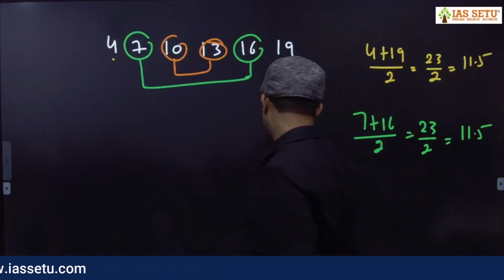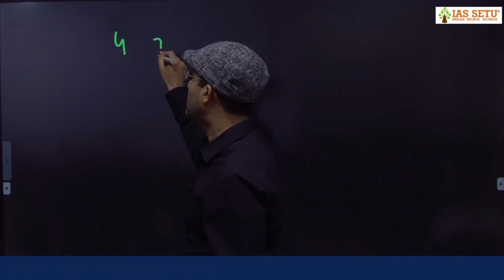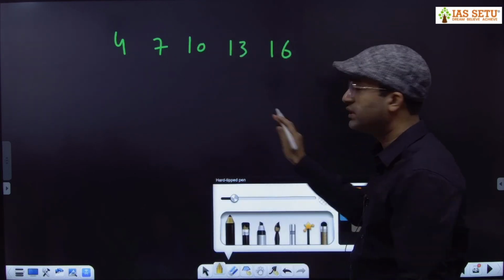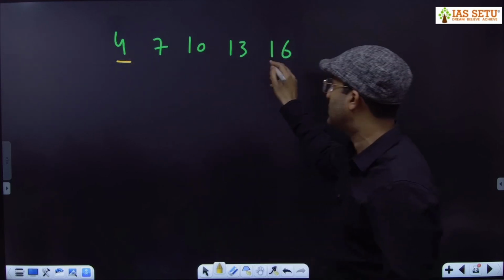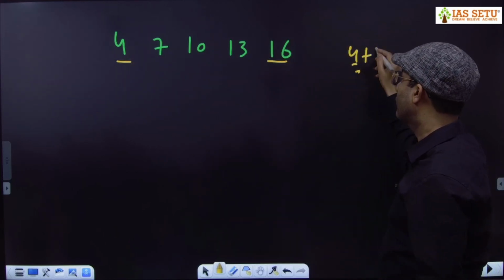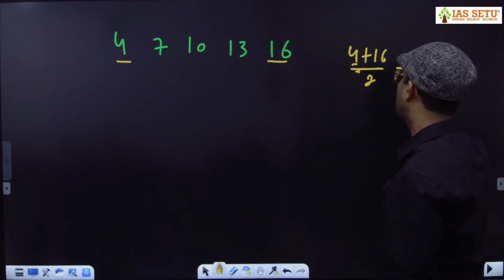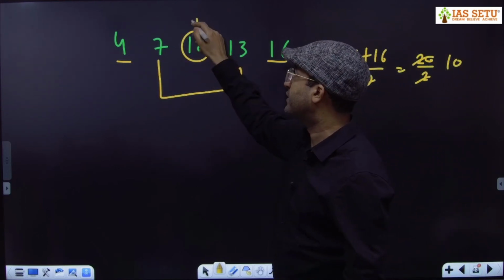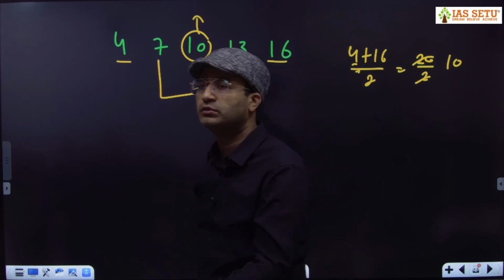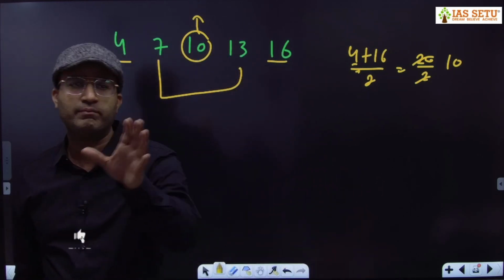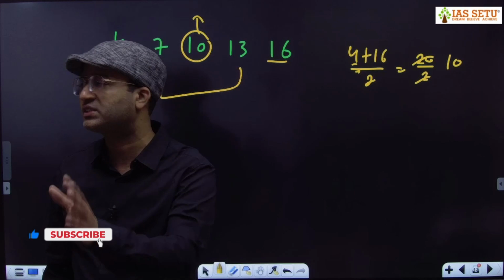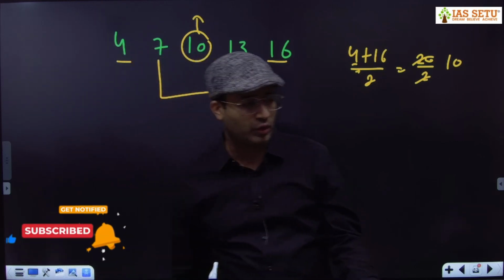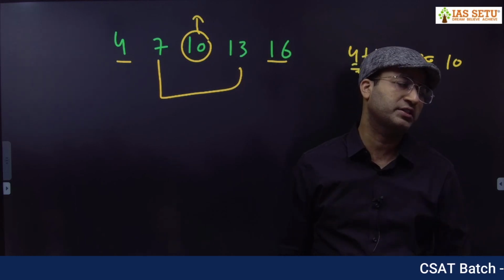Okay. So like here, if I ask 4, 7, 10, 13, 16, what is the average, you can say first term plus last term divided by 2. 4 plus 16 divided by 2, 20 divided by 2, 10. Second term with the second last. But this middle term itself is sufficient to tell you the average. So in AP, if the number of terms is odd, the middle term itself is the average. Okay. In AP, if the number of terms is odd, the middle term itself is the average.